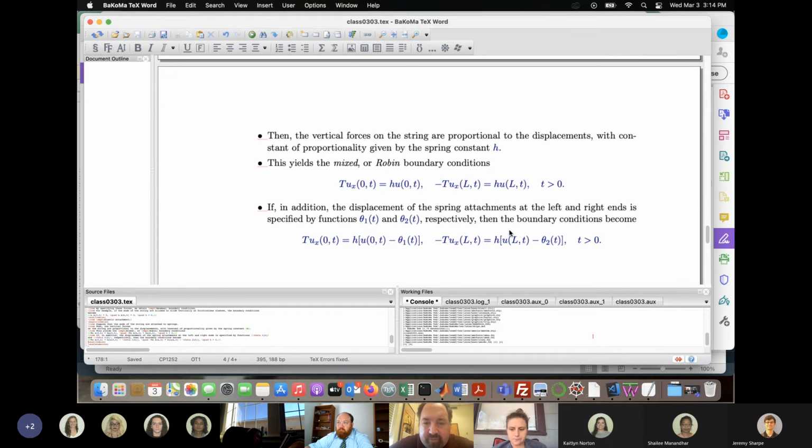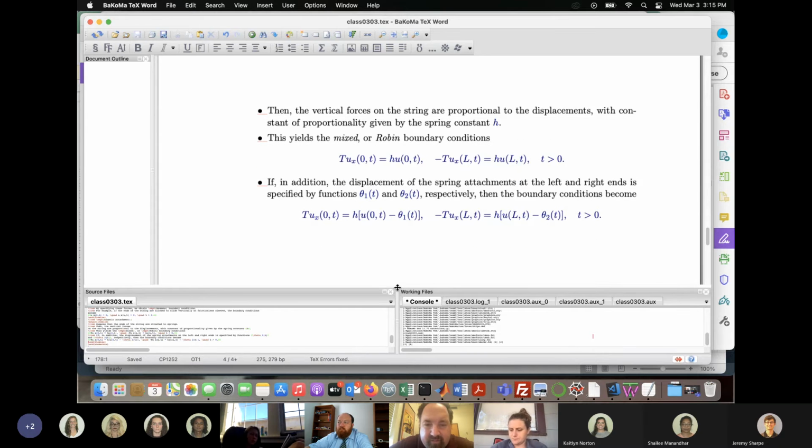So theta 1, theta 2 are the displacements of the attachments, the springs that are attached to the vibrating string.